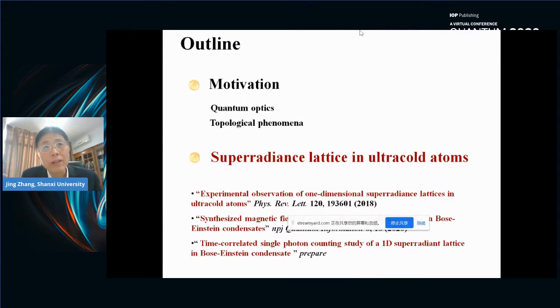The outline of my talk is, first, to introduce the background. Superradiance lattice is an important phenomenon that relates to quantum optics and topological physics. Then, I will present our recent experimental results of superradiance lattice in ultracold atoms.